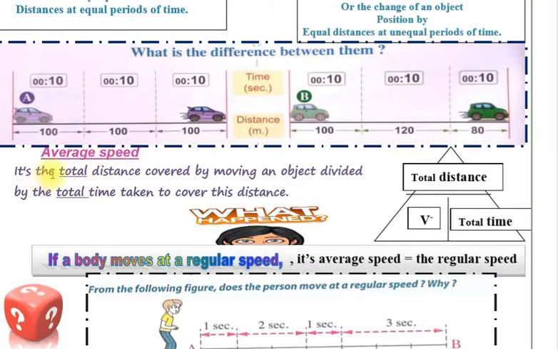We get the total distance. The total distance is considered as 100, 120 and 80, divided by the total time. Where is the total time? First 10 seconds, second 10 seconds, third 10 seconds. So we have total distance 100, 120 and 80, divided by the 10 and 10 and 10 seconds.